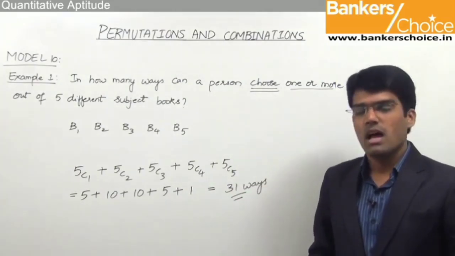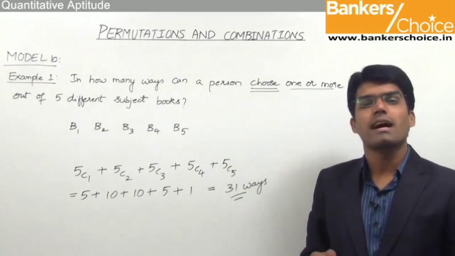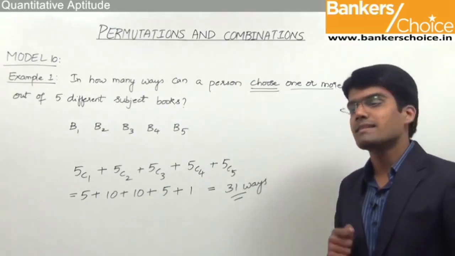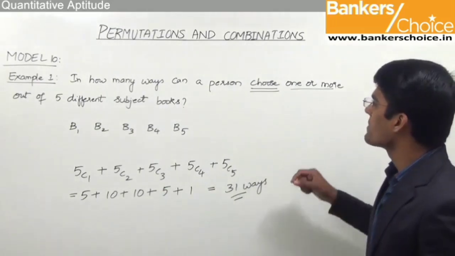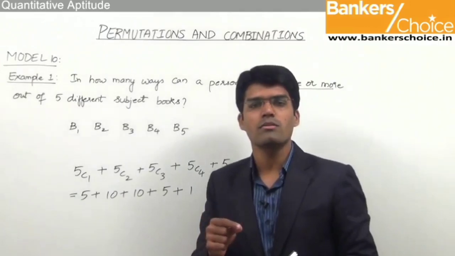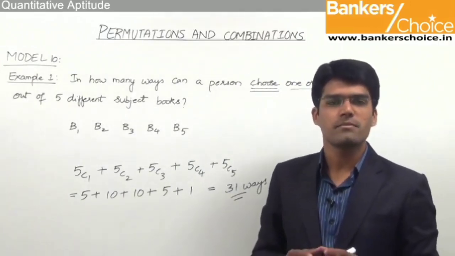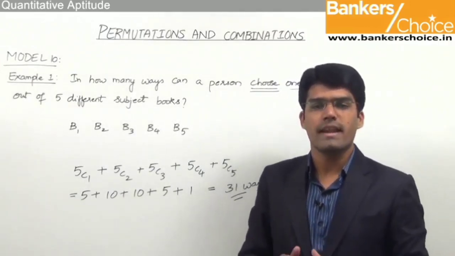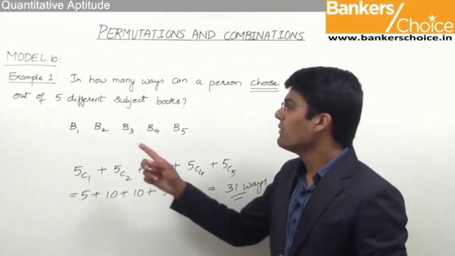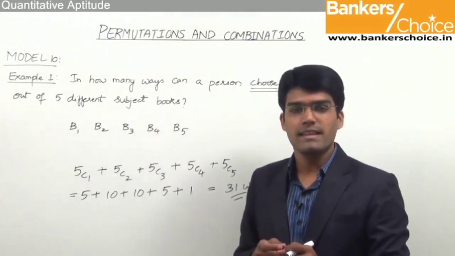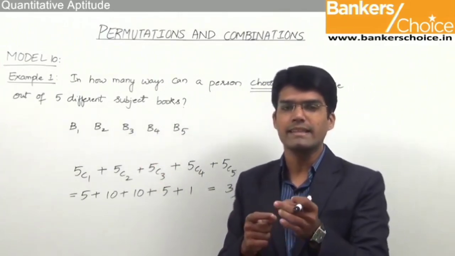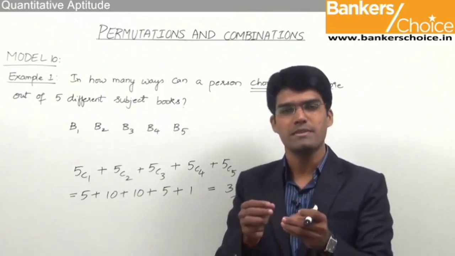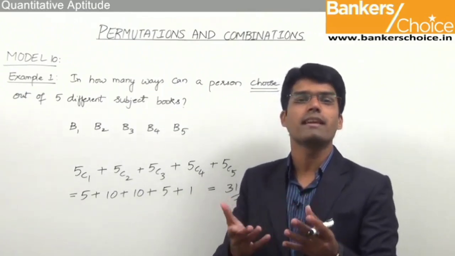Apart from this way of solving the question, the other method in which we can get the answer is as follows. Now if you try to observe, a person has to choose one or more out of 5 different subject books. Let us first try to understand what a student can do with each of these books. Now as you can see here, there are 2 possibilities. He can either take the book or he can leave the book. That means he can either select the book or he can leave the book.